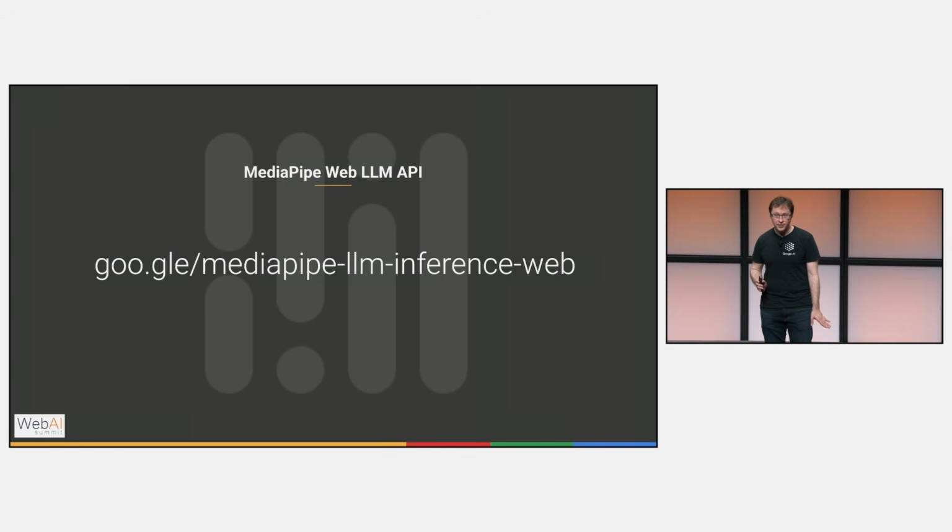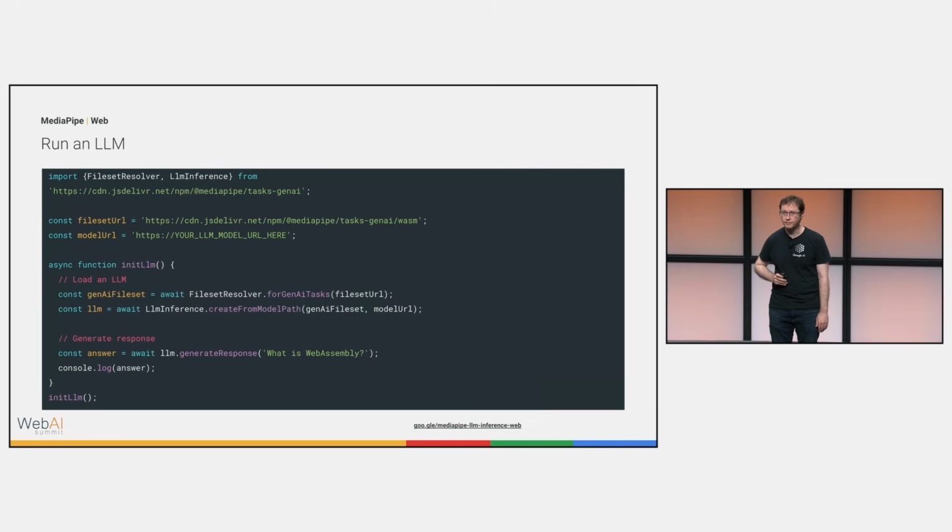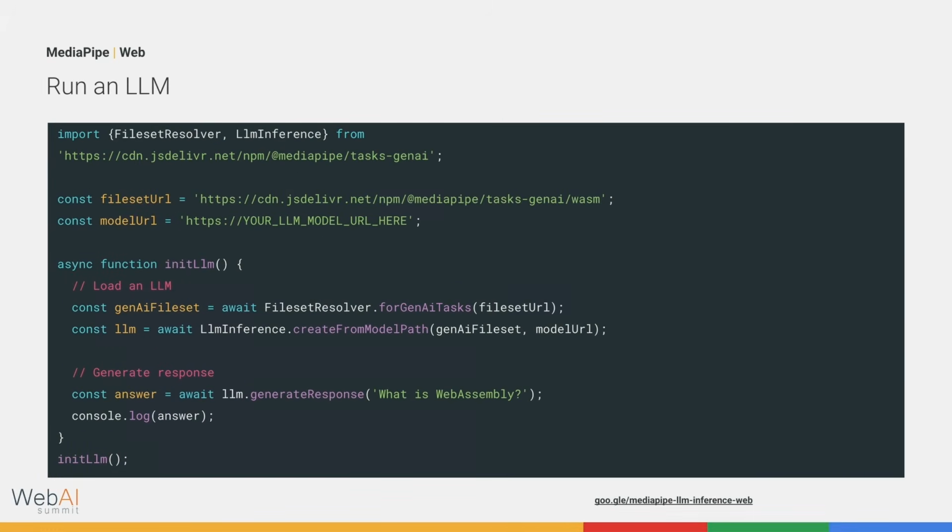OK, enough theory. Let's see the API and some source code. And for reference, more complete documentation is available at goo.gle/MediaPipe LLM Inference Web. Here's a small JavaScript demo which runs an LLM using MediaPipe Web. It has 3 URLs, one for the MediaPipe JavaScript library, one for the MediaPipe WebAssembly files, and one for your particular web LLM model file. But aside from the URLs, the logic here is just to load an LLM and then generate a response, logging the result to the developer console. Once an LLM has been loaded, it can be used to generate multiple responses.